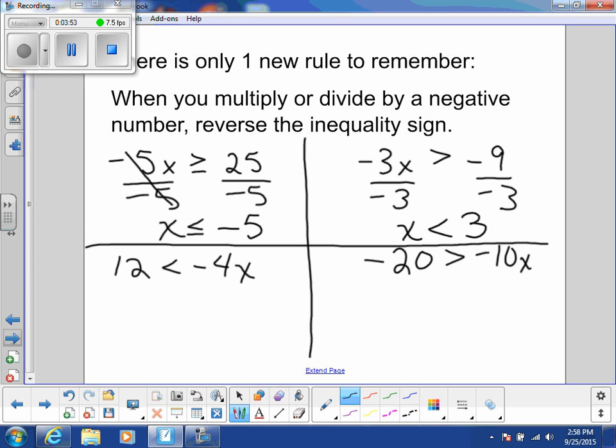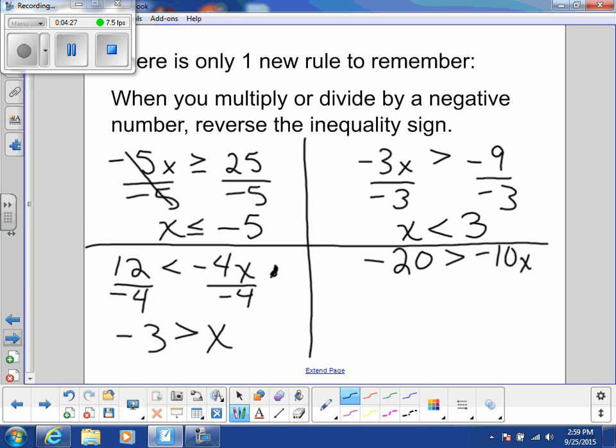All right, if your variable is on the right side of the equals like it is over here, that's fine. You still divide by the coefficient, negative 4. That gives me a negative 3 on the left, greater than x. It doesn't matter what your constant is on the other side. If it's positive or negative, you still follow the same rules for positive and negative numbers.